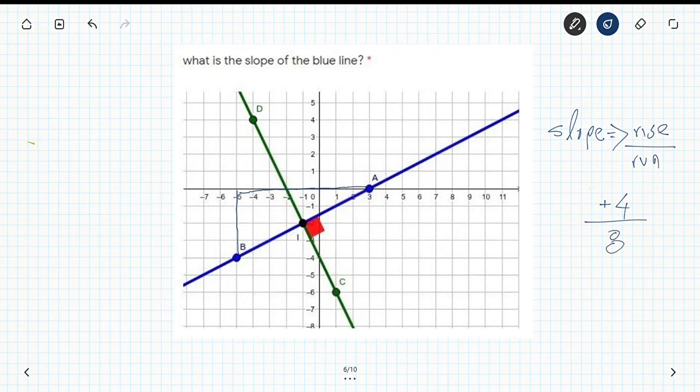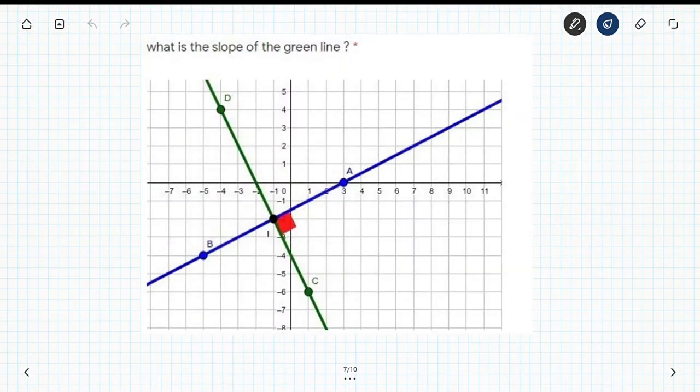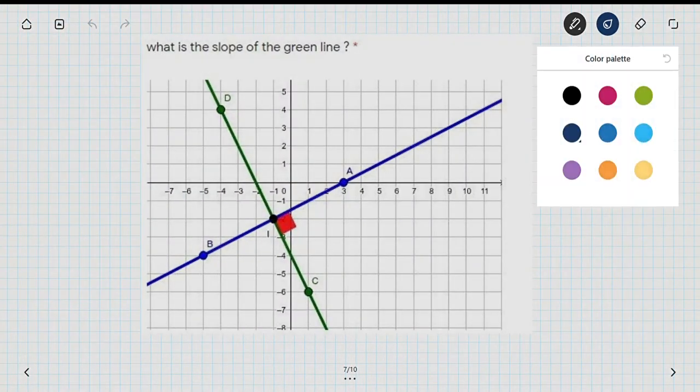So if you plug this into your calculator, you're going to get something like this. M equals 1 over 2. So the slope of my blue line is going to be 1 over 2. Okay, pretty easy. Basically, we just found the slope. Okay, next. What is the slope of the green line?